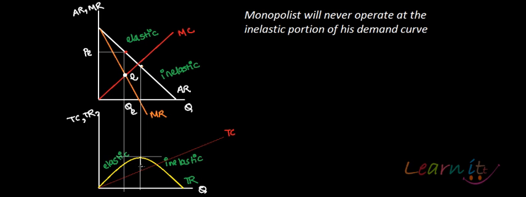Now in case this monopolist is going to produce more, what will happen? His revenue is going to fall, his costs are increasing, and his profits are going to fall. And all of this portion, as you could see, corresponds to the inelastic portion of the demand curve. So this is the reason that he will never operate at the inelastic portion of the demand curve.